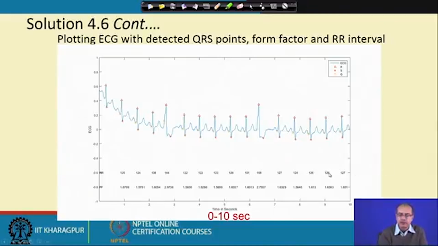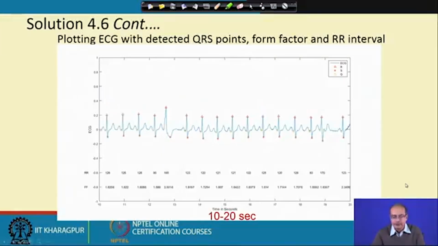So, we have the first 10 seconds of the ECG data shown here, and below that in this line we are writing the corresponding RR intervals, and below that we are showing the FF intervals. Okay. So, these are the things we are showing to make it easy to read the plot, and this is the way we go ahead to show the different periods of the signal. Instead of showing the whole sequence at a time, we are taking them part by part for ease of understanding.